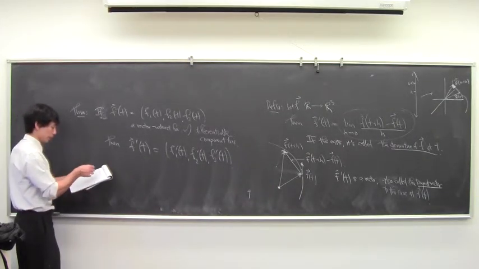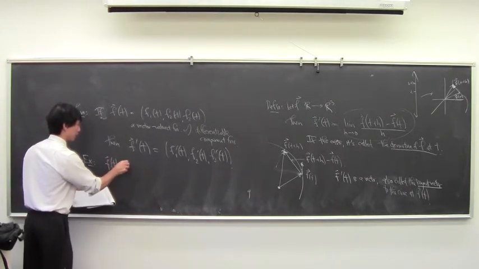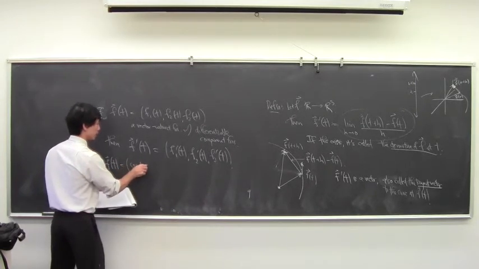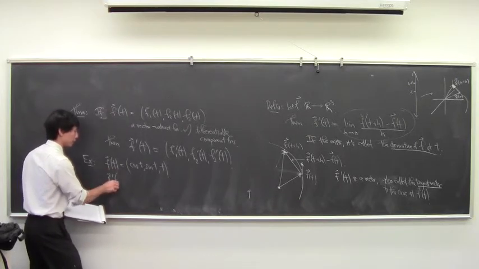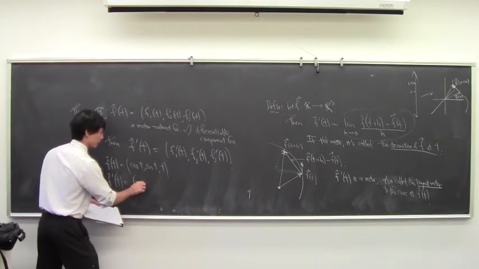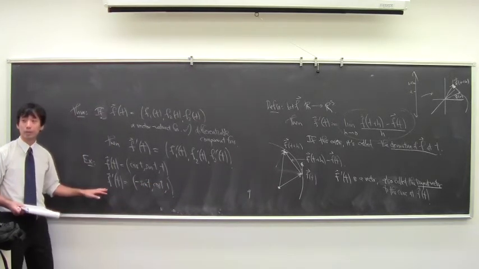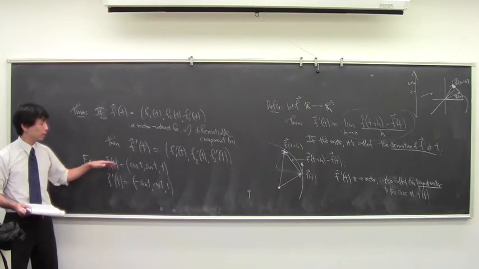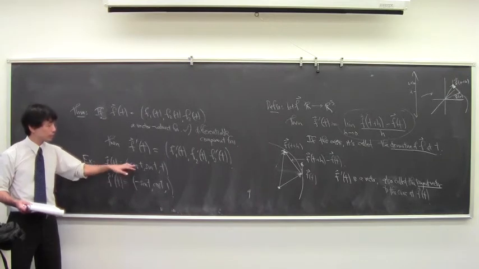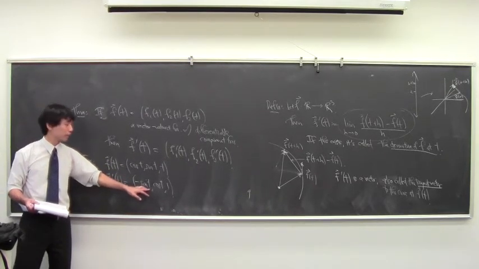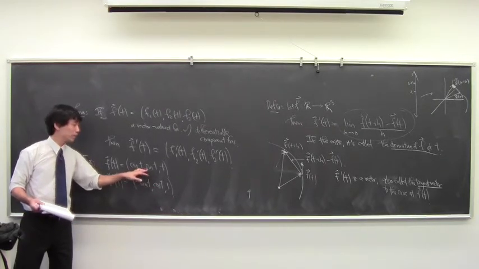Okay, so going back to our example of the helix, f of t was cosine t, sine t, t. The tangent vector is going to be, of course, negative sine t, cosine t, comma 1. It turns out this vector value function is differentiable, and its derivative is the component-wise derivative of the original function.